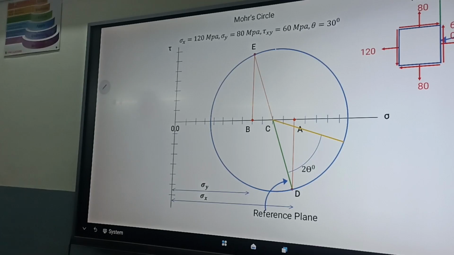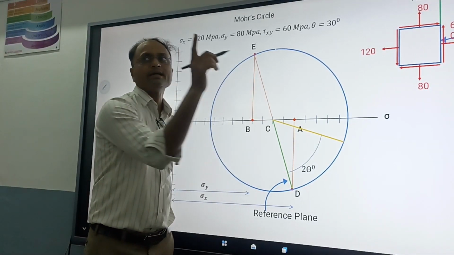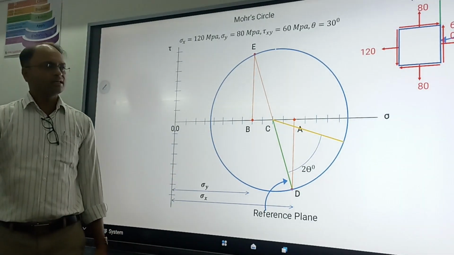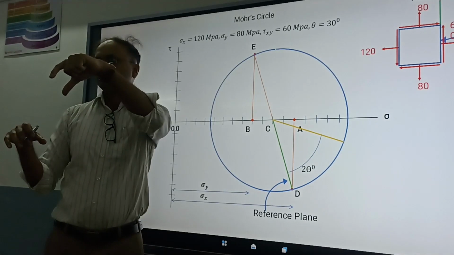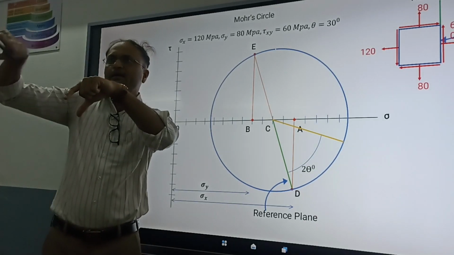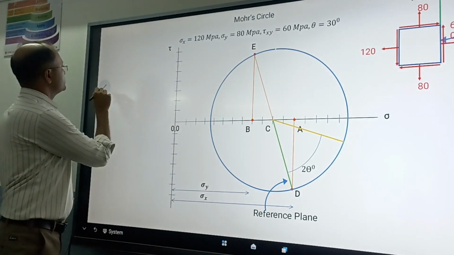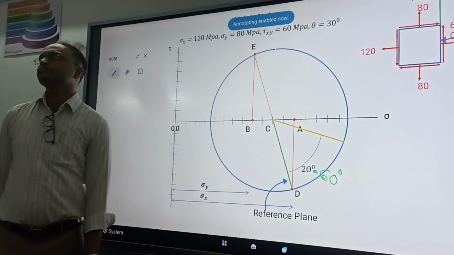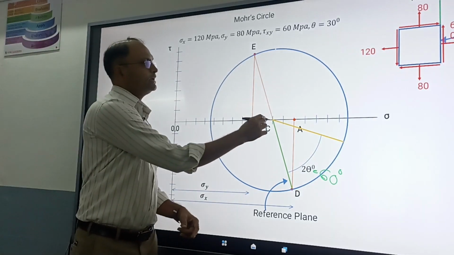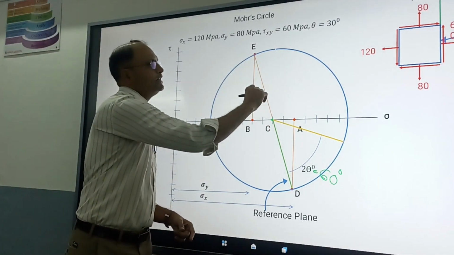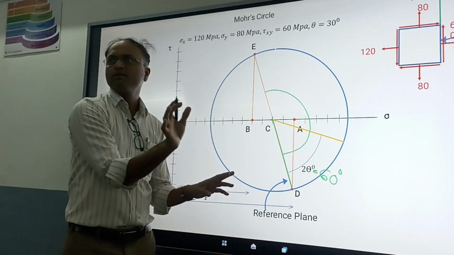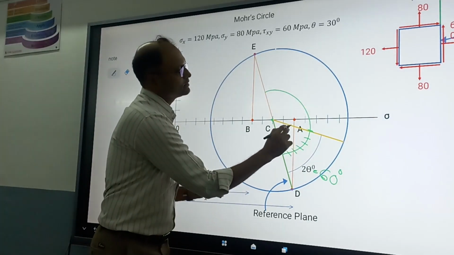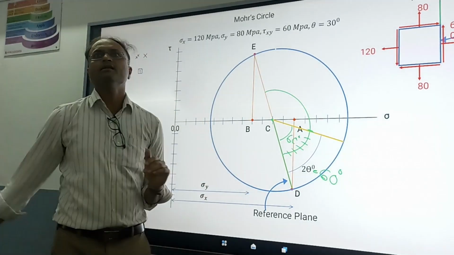Now from here, what we have to do? We have to take angle 2 theta. How much angle is 2 theta? Theta given is 30. We have to take 60. So from here, use protractor, compass marker, and measure angle 2 theta, that is equal to 60. By putting the center at point C, aligning this protractor like this. Protractor is like this. You have to align it this way. And from here you have to measure this angle as 60 degree. Have you understood?